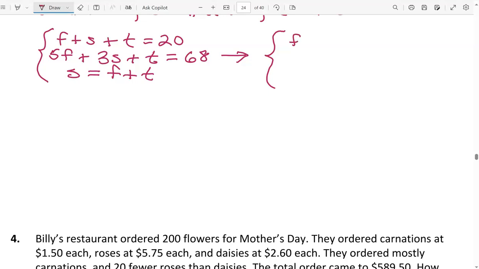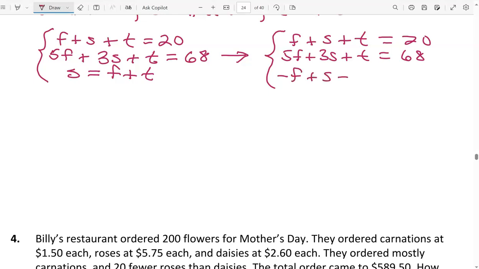That equation is not in standard form, the very last one, so I'm going to rewrite the system so that it is in standard form. F plus S plus T is equal to 20. 5F plus 3S plus T is equal to 68, and subtracting F and T from the left side, we have negative F plus S minus T is equal to 0.